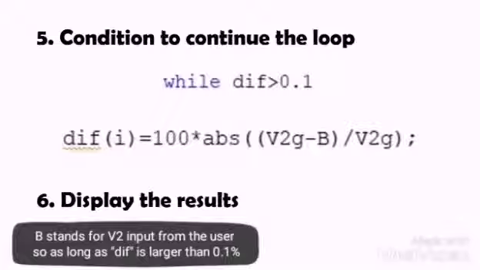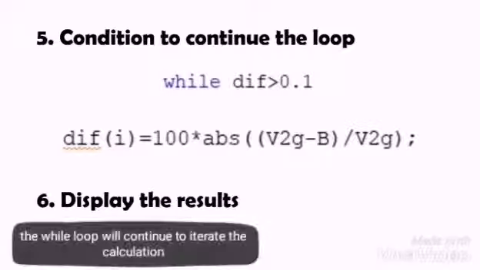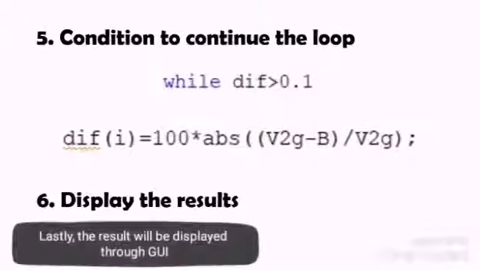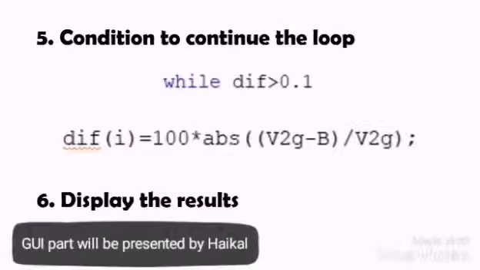So as long as diff is larger than 0.1%, the while loop will continue to iterate calculation. The iteration will stop when diff drops below 0.1% so that the accuracy of the result can be preserved. Lastly, the result will be displayed through the GUI. The GUI part will be presented by HAIKAL.